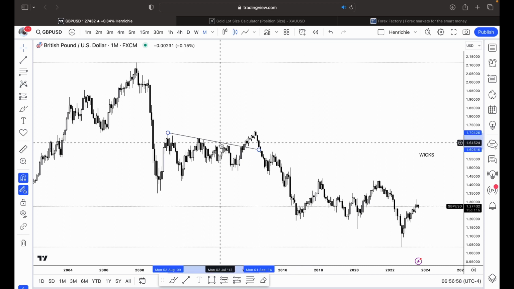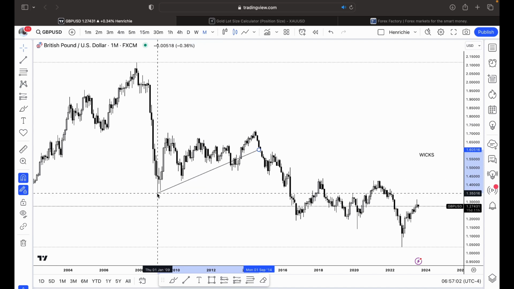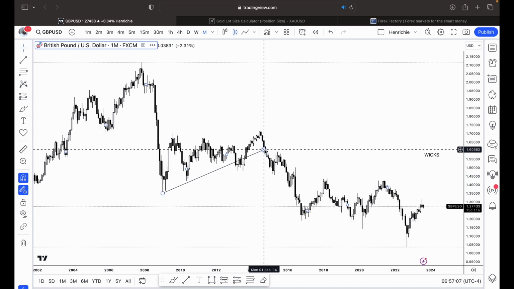So another one that I was taught was the support, which is classified to be like this.